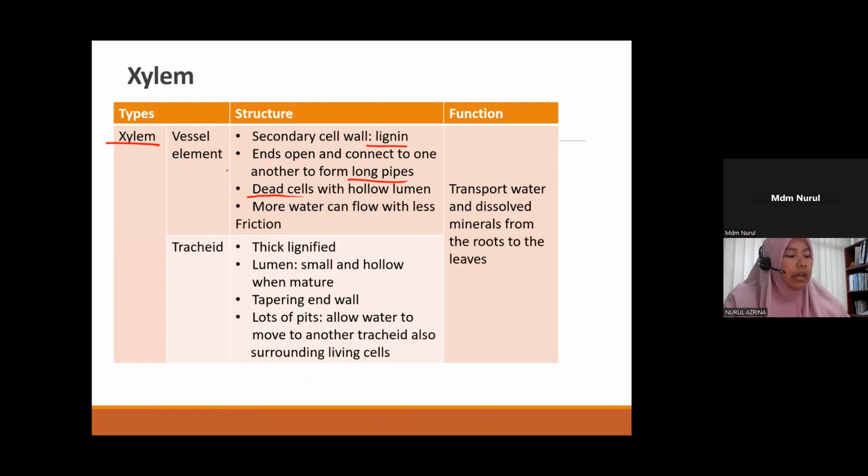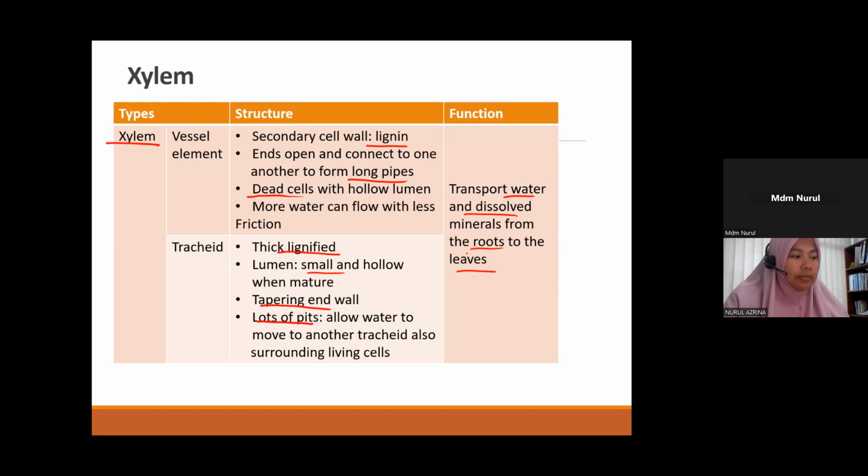As for the tracheid, it has a lignified wall similar to the vessel element, and it is a little bit smaller and hollow. It has tapered ends, and it has a lot of pits which allow water to move from one area to another, or also to the surrounding living cells. As a general function, xylem transports water and dissolved minerals from the roots to the shoots or to the leaves.